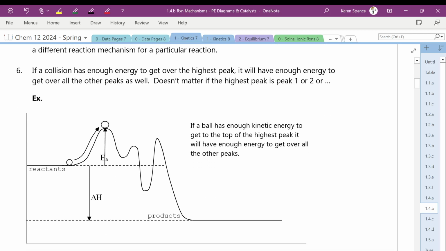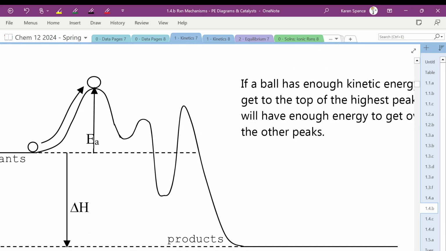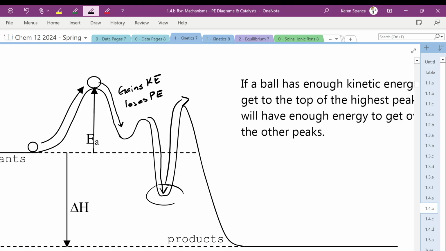You might see something that looks like this. Does it matter that this one goes really low here? If you imagine a ball, when it goes to the top of the hill, it loses kinetic energy and it gains potential energy. When it rolls down the hill, what happens? It gains kinetic energy and loses potential energy. So if the ball rolls all the way down here, what has happened to its kinetic energy? It's gotten higher and higher and higher. So it will have enough to get over this peak as well. Okay?